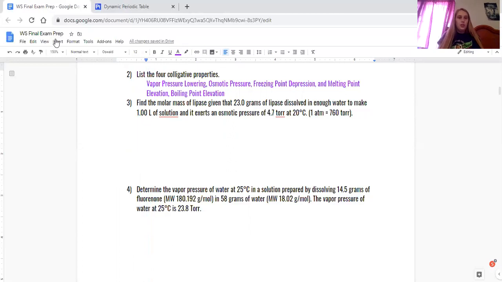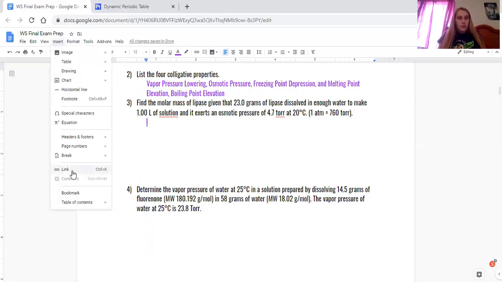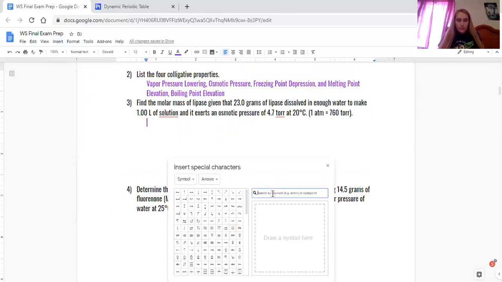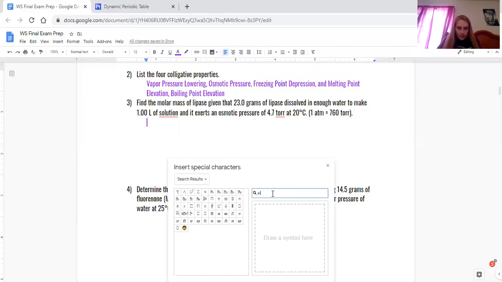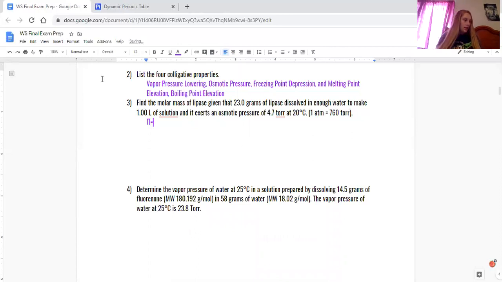So our general equation is going to be, get the pi symbol here. It's going to be capital Pi, which looks like that, or sometimes it looks more like a table, like a line going across the top. I'm not seeing one that looks exactly like it. Okay, so we're going to have pi equals, and that would be equal to iMRT.